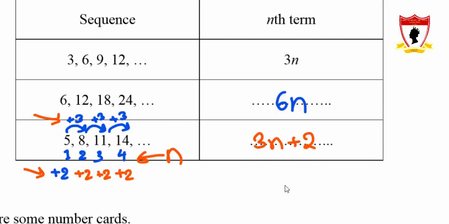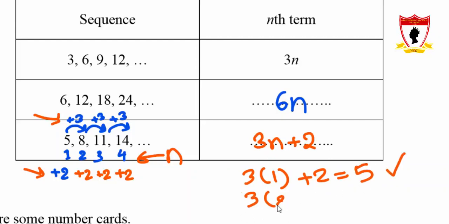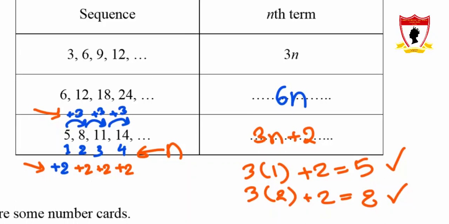Now a quick check. If n is equal to 1, we will have 3 times 1 plus 2, that gives the 5. If n is equal to 2, we will have 3 times 2, which is 6, plus 2, 8. We got the second term. If n is equal to 3, 3 times 3, 9, plus 2, 11. We got it. 3 times 4, 12, plus 2, 14.